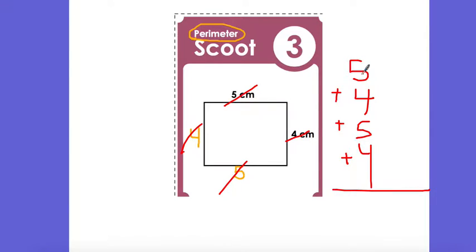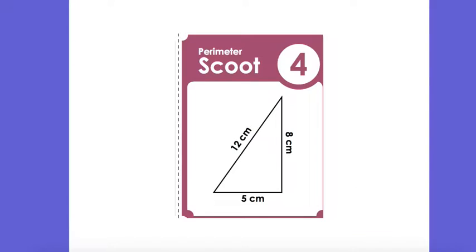Okay, 5 and 5 is 10, 4 and 4 is 18. So when I add all those sides together, I get 18. A lot of students will want to add 5 plus 4 and then say the perimeter is just 9, but that's not right because the perimeter is adding up all of the sides. If you've got sides missing, you've got to figure those out before you start adding.